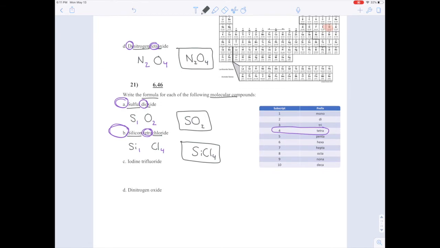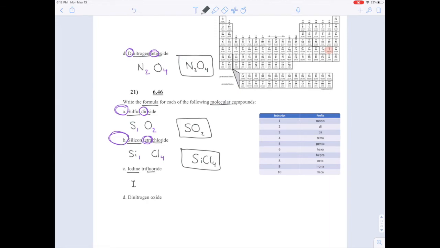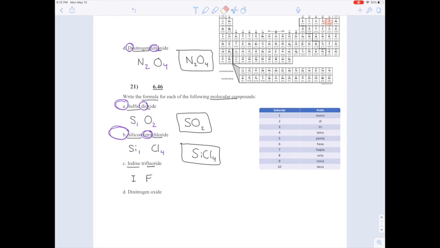All right, C, iodine trifluoride. First thing we're going to do is to figure out the symbols. Iodine is at the bottom right of the periodic table. It has the symbol capital I. Fluor is referring to fluorine. That's at the top right of the periodic table. And it has the symbol capital F. Okay, so much for the chemical symbols.